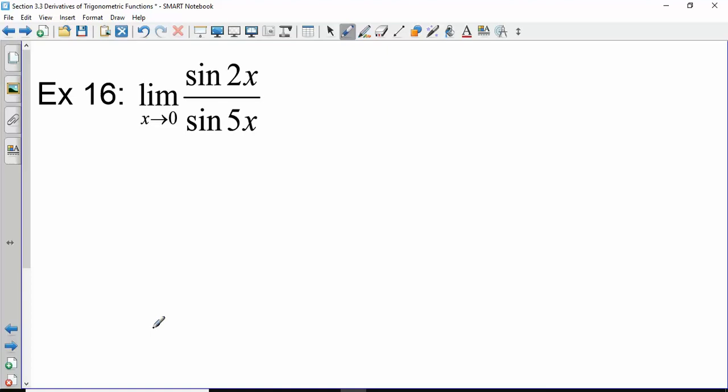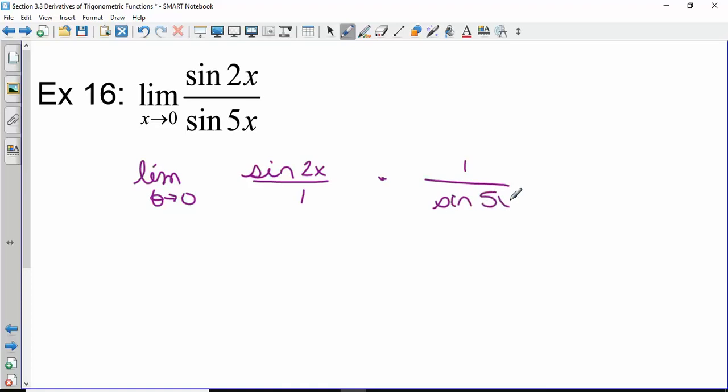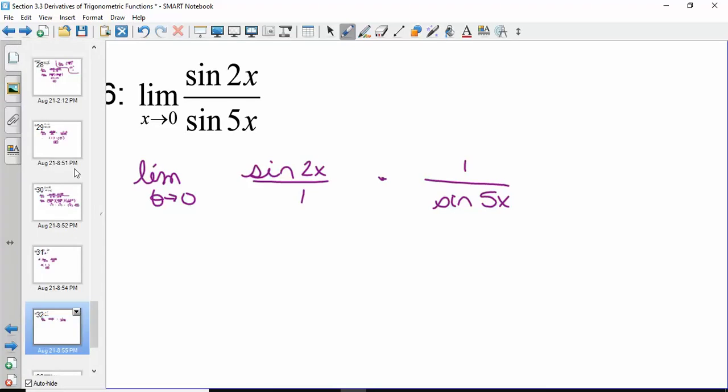A couple different approaches we could take. Could we split them up and then do it? Okay. So you're saying make it sine 2x over 1, and this would be a 1 over sine of 5x.